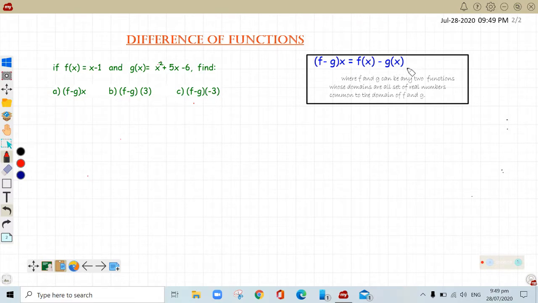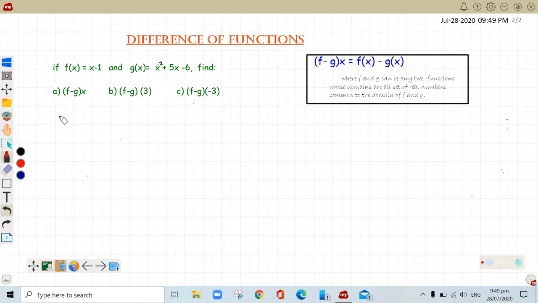minus g(x), where f and g can be any two functions whose domains are all set of real numbers common to the domain of f and g. So let's take a look at this example. If f(x) is equal to x minus 1 and g(x) is equal to x squared plus 5x minus 6, let us find a) the difference (f minus g)(x), b) (f minus g)(x) when x is 3, and c) (f minus g)(x) when x is negative 3.